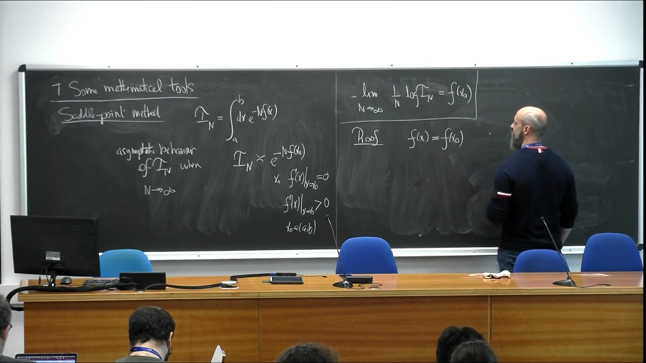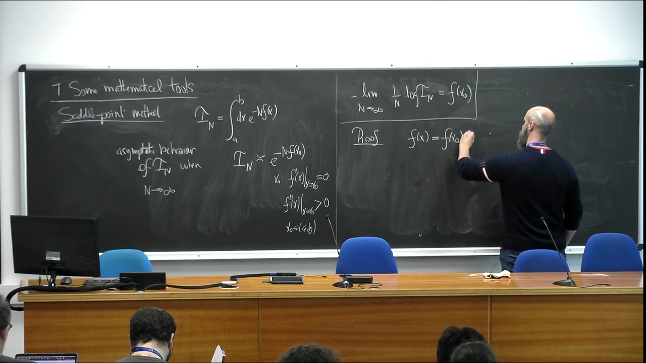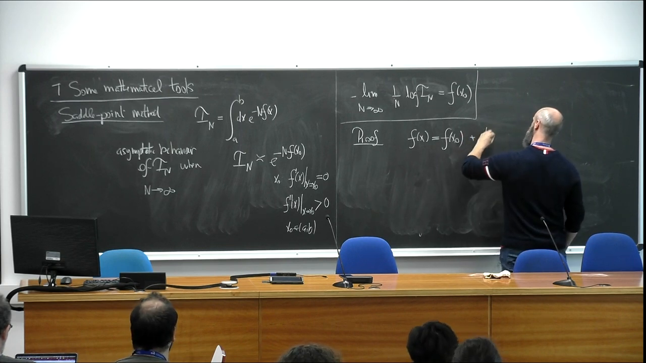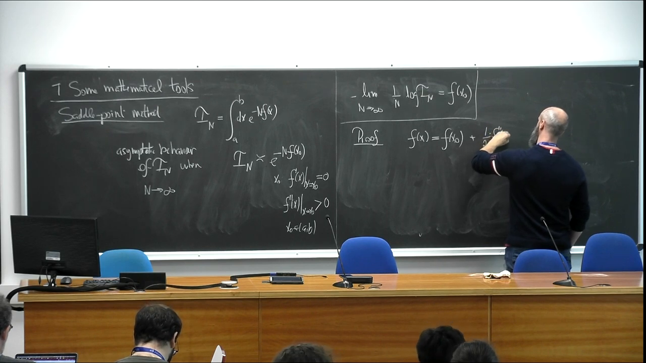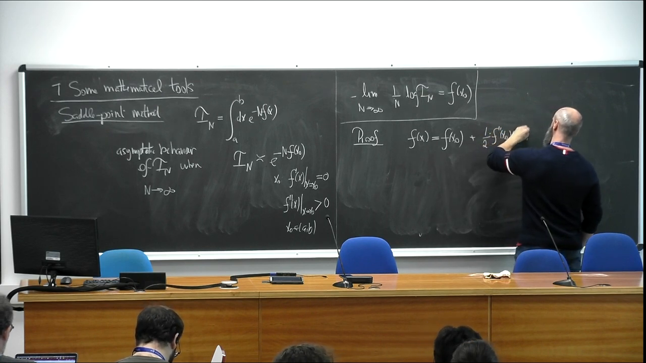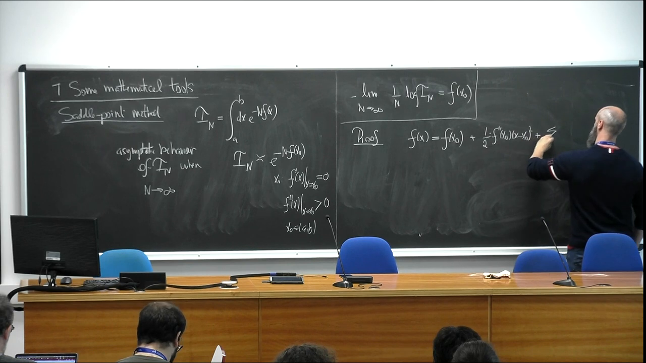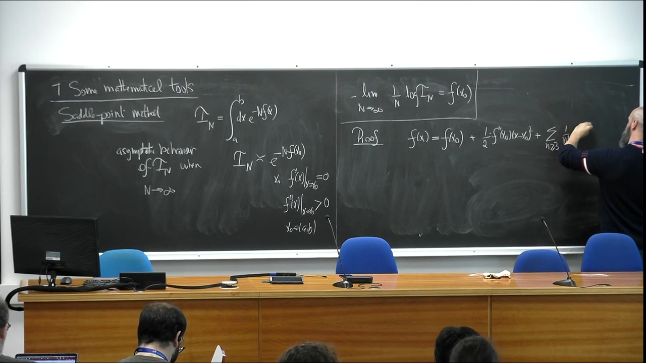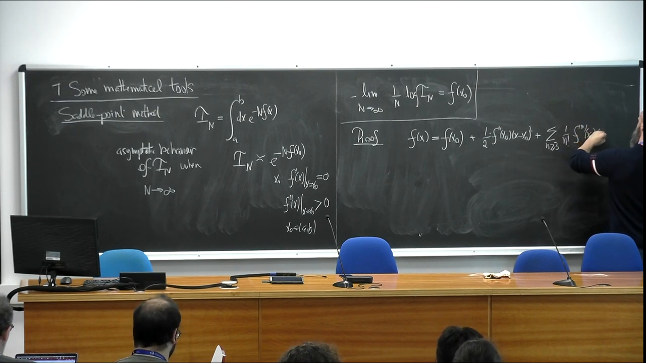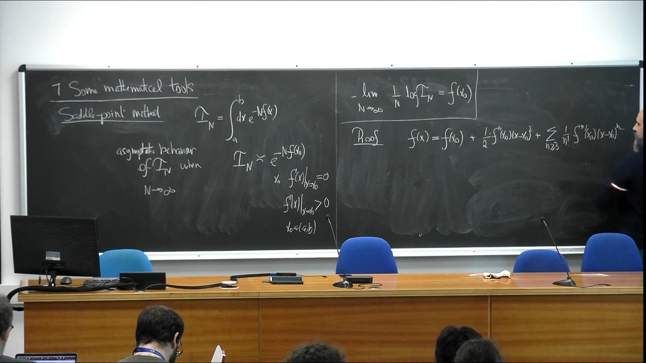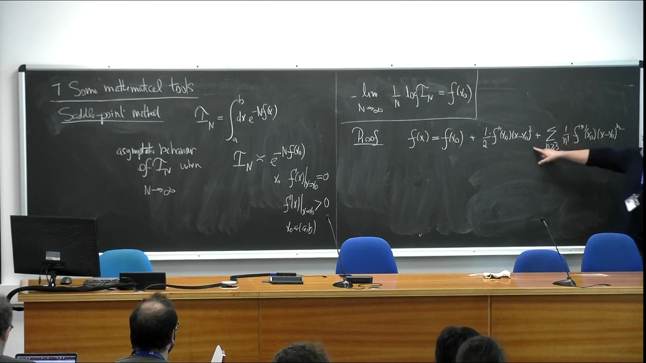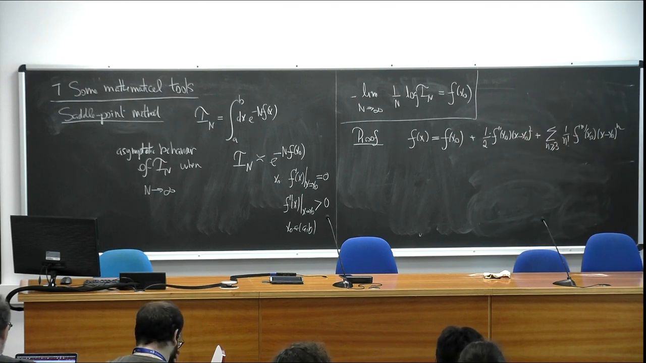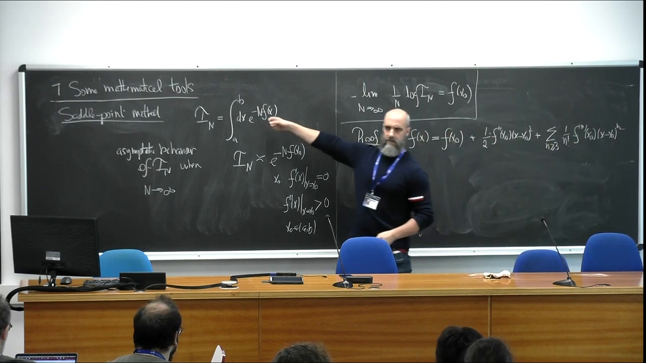So you have that f of x is equal to f of x0 plus 1/2 of the second derivative of this function, x minus x0 squared, plus the sum for n greater or equal than 3 of 1 divided by n factorial, the nth derivative of f at x0, times x minus x0 to the n. All right? So I put this thing apart because that's the important term. So then what I do is simply I put this result in the integral.